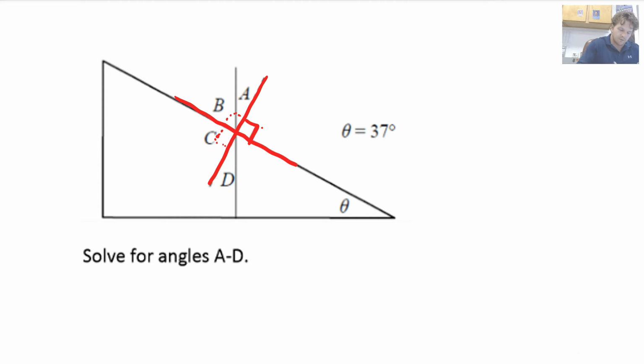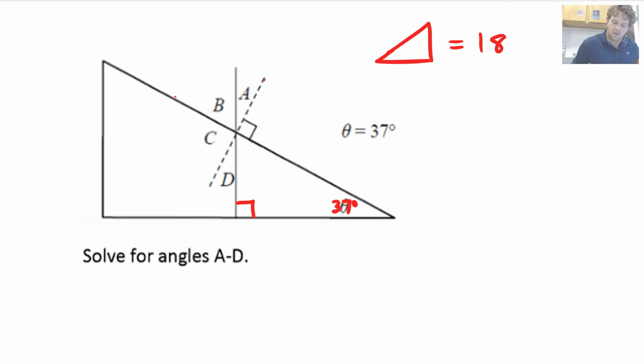So we want to figure out what's going on here. So if theta is 37 degrees, and this is a right angle, which means it's 90. Okay? And I know that all angles in a triangle have to add up to 180 degrees, all the interior angles of a triangle. So if I have 37 and 90, that's 127 degrees. What do I have left? This little piece in here is 53 degrees.